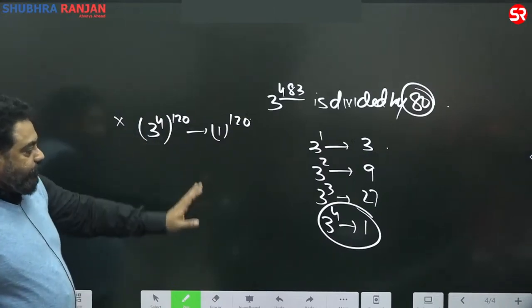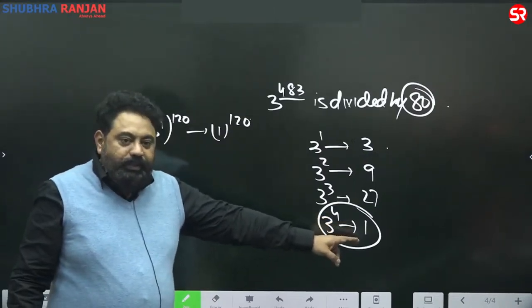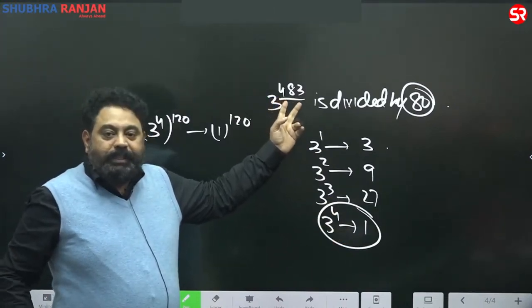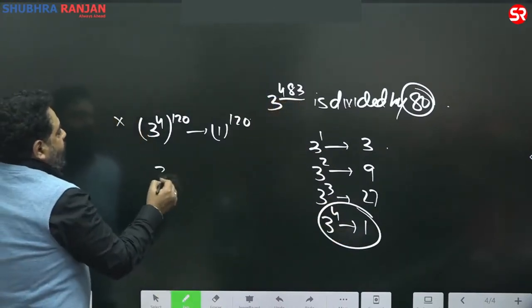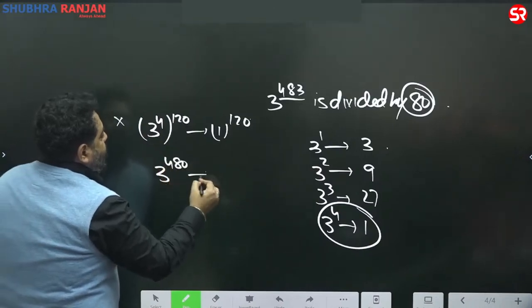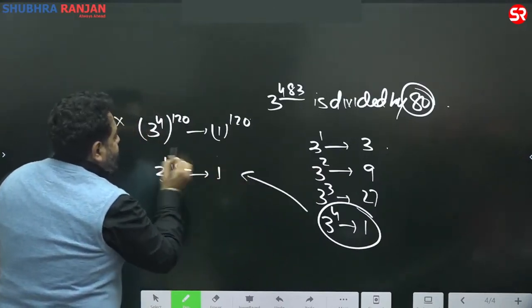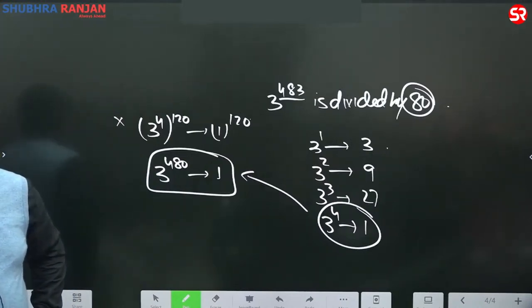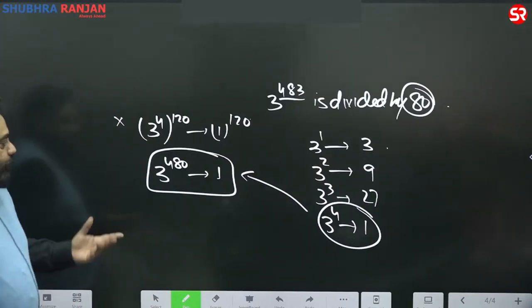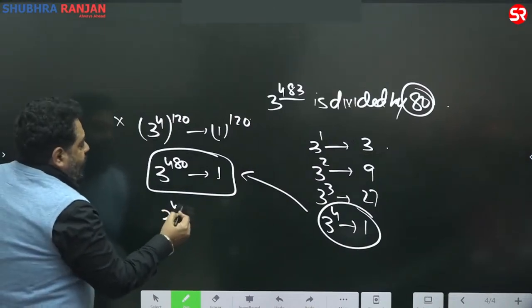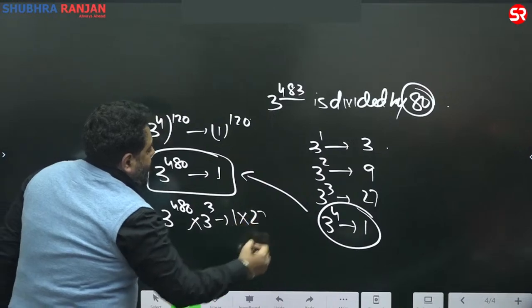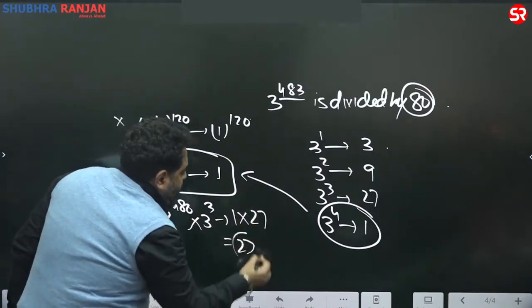I don't find this step to be futile. I find this to be futile because 3 to the power 4 gives you 1, 3 to the power any multiple of 4 gives you 1. A multiple of 4 less than 483 is 480. So I can write 3 to the power 480 gives you 1 directly from here. Clear? Which means 3 to the power 480 into 3 to the power 3 gives you 1 into 3 to the power 3, which is 27. Remainder 27.